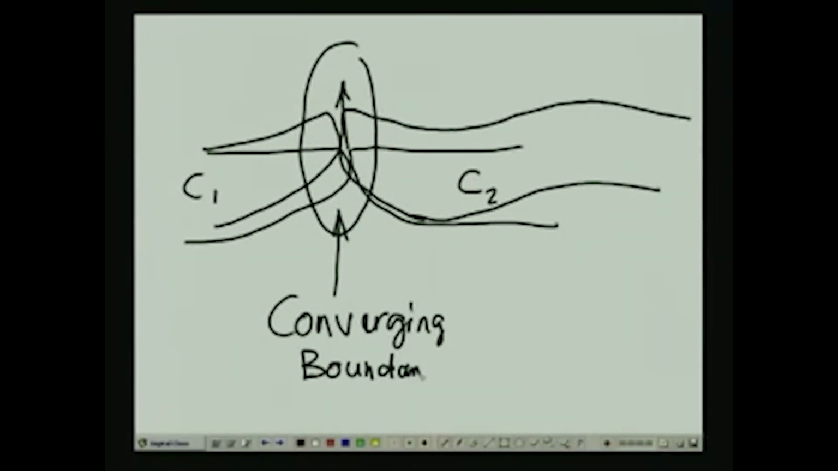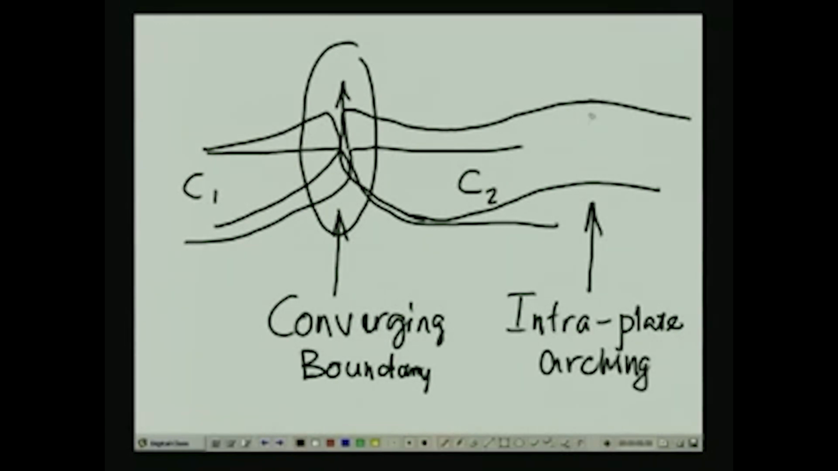So, away from the converging boundary, in many situations it is observed or inferred that an arching is going to develop. So, this is the location of an intraplate arching, and because of arching, the zone near the top is going to be under a tensile regime, and since rock mass and soil mass are weak in tension, failure is likely to get triggered in this area.